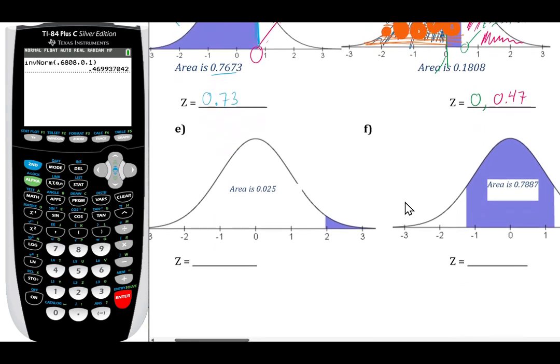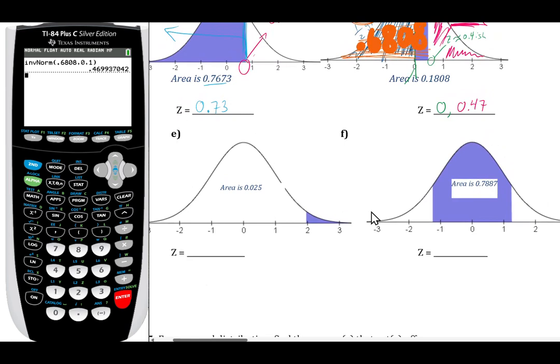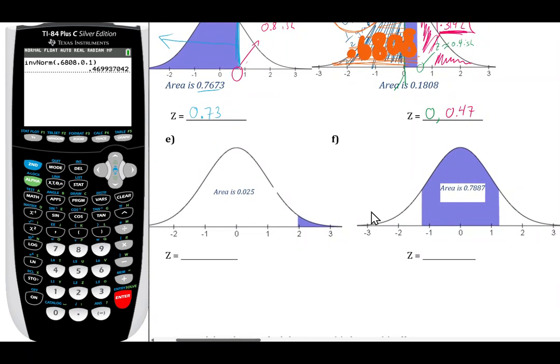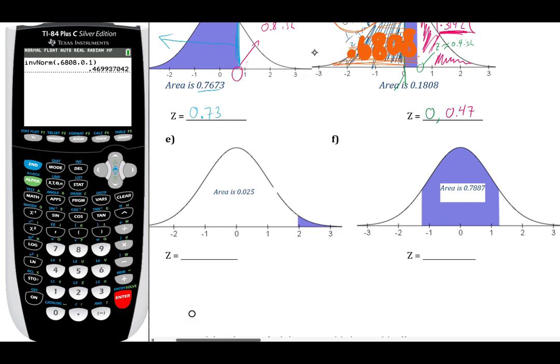All right, I have two more pictures here, and then we have a few more examples after that, where we'll have to draw our own pictures. So in this first one, we are given that the area to the right is 0.025.